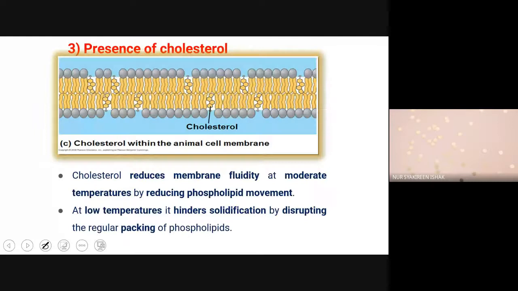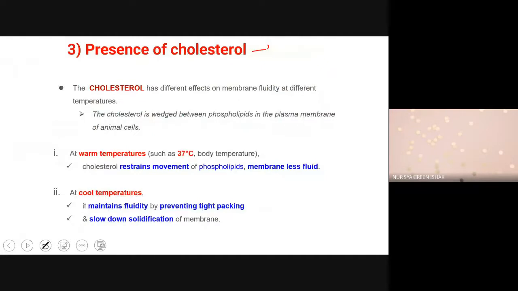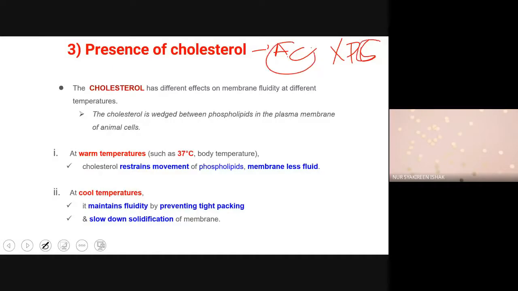Okay, so next is the presence of cholesterol. For the presence of cholesterol, you have to remember it is only found in animals. They are not found in plant cell. Plant cell tak ada, ada dalam animal sahaja. So the cholesterol has different effects on membrane fluidity at different temperature. So the cholesterol is wedged between phospholipid in plasma membrane of animal cells. So please highlight, they are found only in animal cell.